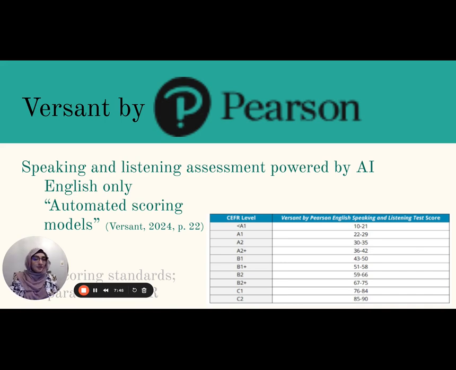Versant by Pearson. We know Pearson is a common assessment company, and Versant is one of their newer tools that assesses only speaking and listening, and it is powered by AI, but it is only available in English. And it uses automated scoring models for the score reports. And their scoring standards align with the Common European Framework of Reference. However, they do use the Global Standard English scoring framework.